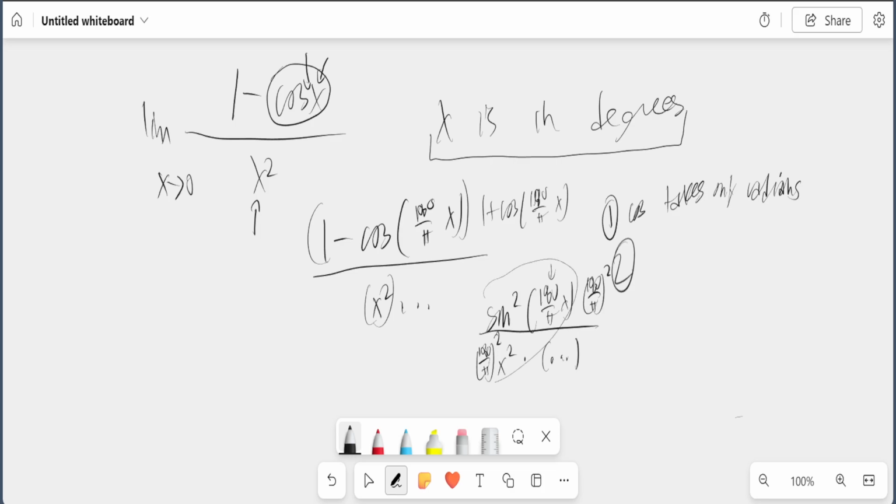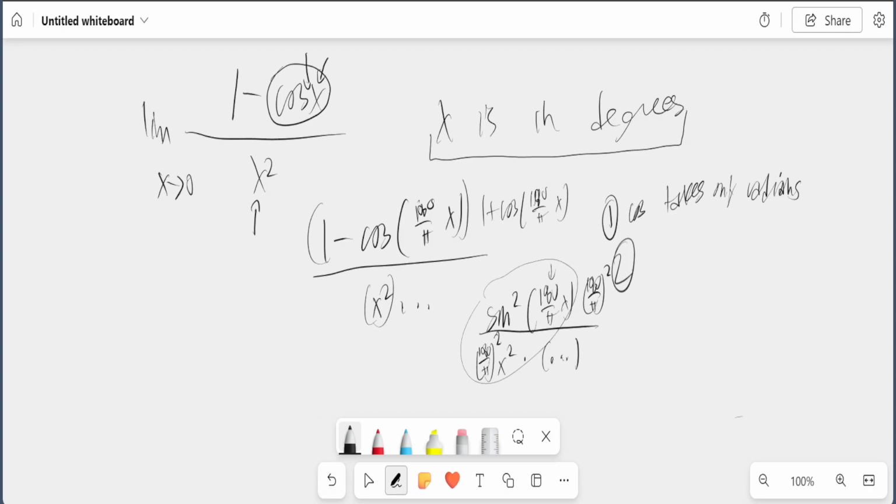Wait, and then pi over 180, is that 180 over pi? Oh, is it? Wait, hold up. I think in here, is it supposed to be pi over 180? Whoops. Okay, so that's pi over 180. Actually, no. Wait, it's 180 over pi, right? Because it's radians to degrees. Yeah, it is 180 over pi.